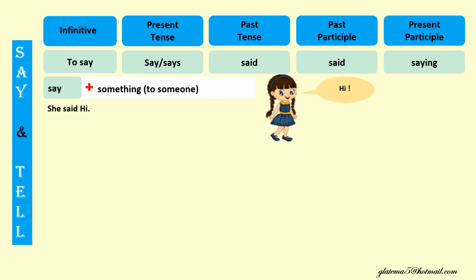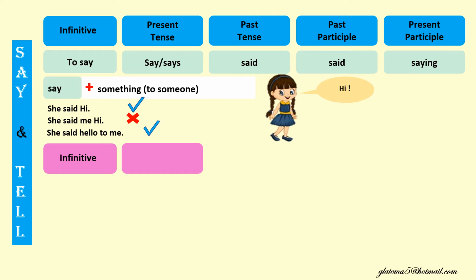Let's see some examples. He says, she said hi. That is correct. She said me hi. Let's say something is incorrect. She said hello to me. Say something correct. Let's see now the use of tell.